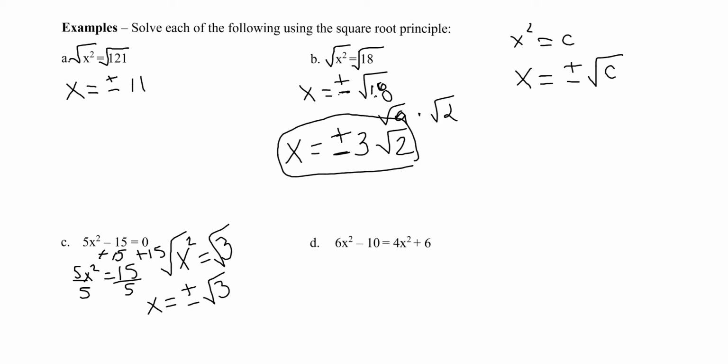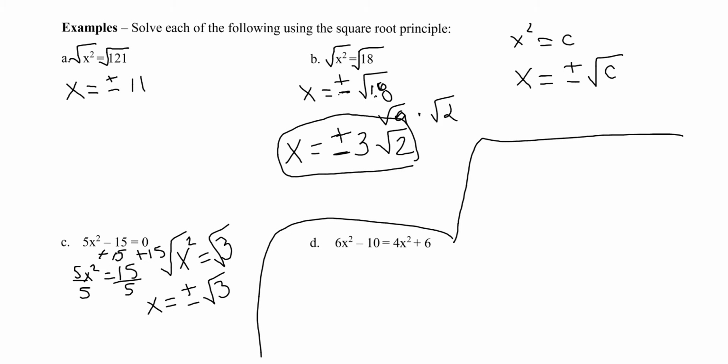For D, we want to, again, break it down. I'm going to make a box here so we can do our work in there. First thing I'm going to do is combine my x squareds into a single x squared. So I'm going to subtract 4x squared from both sides, and that will give me 2x squared minus 10 is equal to 6.